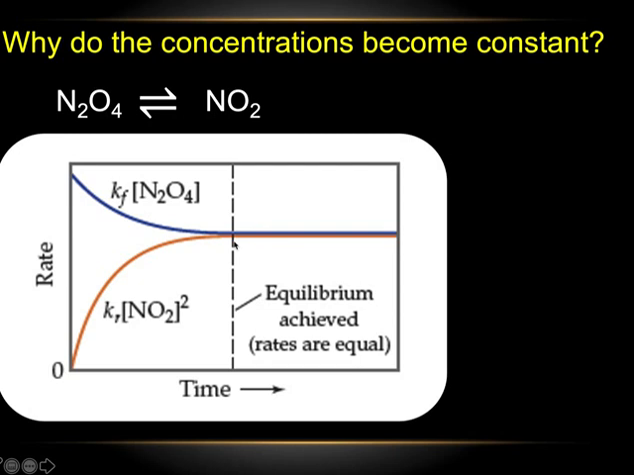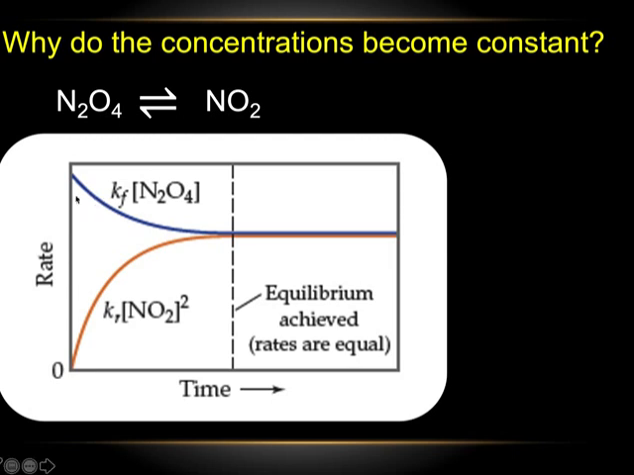What it means is the following: the rate at which N2O4 is breaking down to give you NO2, and the rate at which NO2 is combining together to give you N2O4, the two become equal. So from outside it appears as if the concentration is not changing, but both the reactions are taking place.